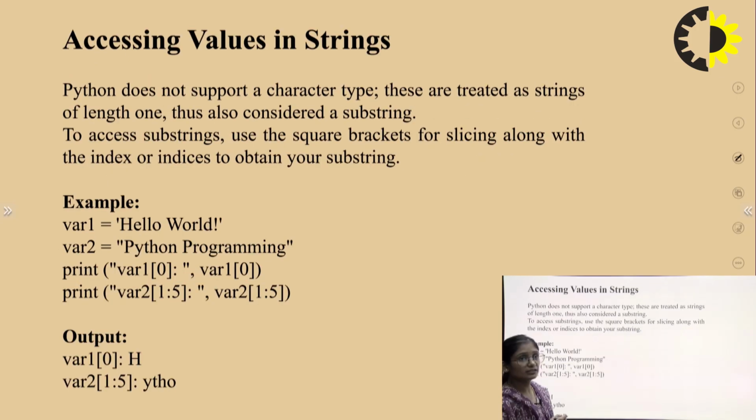Now, accessing the values of a string. How can we access the values of a string? In this, we can access variable 1. First, we have to declare variable 1, then variable 2, and then the value is variable 1[0]. What is 0? We can count from here. So the indices are 0, 1, 2, 3, 4, 5, 6, 7, 8, 9. Total characters are 8 characters. Now print variable 2. What is variable 2? [1:5] is YTHO.